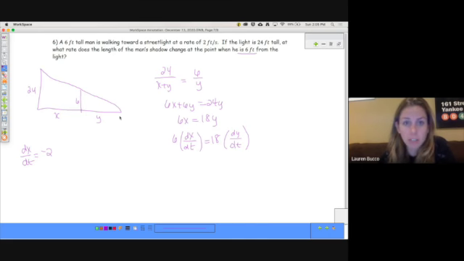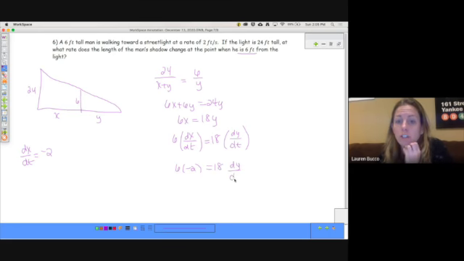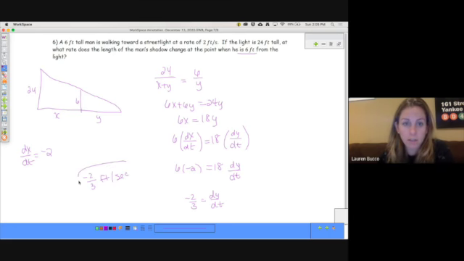And the shadow should be getting smaller, right? We said the closer you get to the light, the smaller. So the rate, the dy/dt, should be negative. Let's see, 6 times -2 is equal to 18 times the rate at which the shadow is changing with respect to time. So that's -2/3 is equal to dy/dt. And let's see, that's feet per second, right? -2/3 feet per second.